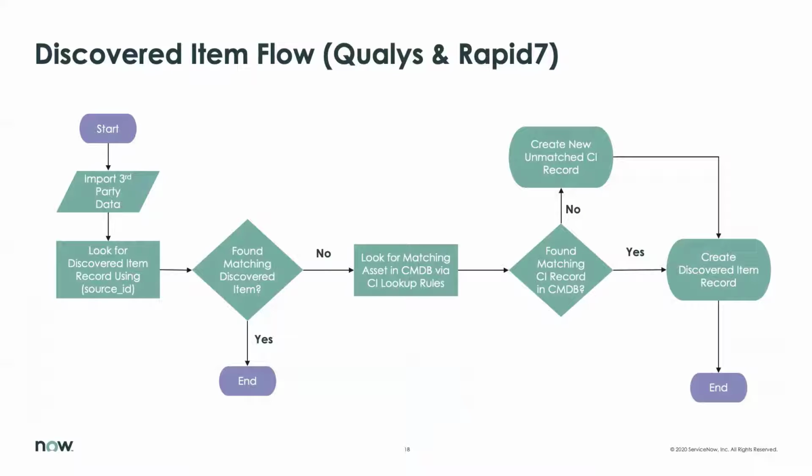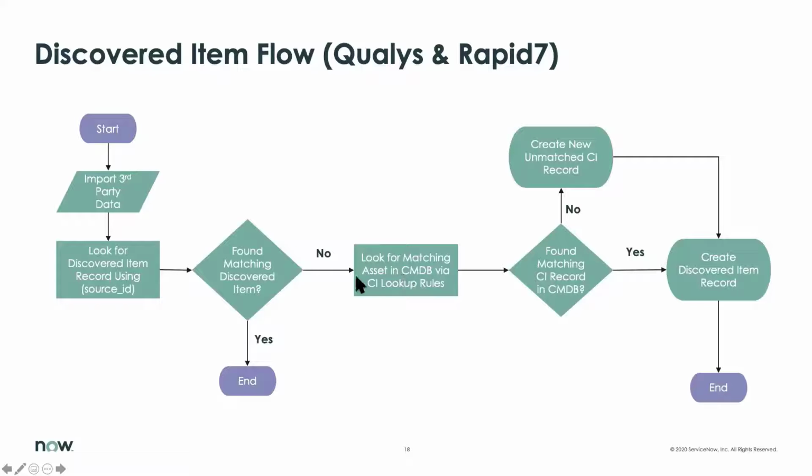So now that you've got the data model and the rules, a couple quick things. As we import third-party data from your scanner, if it's Qualys or whoever, we look for the discovered item using that source ID. So there's the specific ID from the third party. We save that, and in the scan results, if we can always keep that consistent, we do. That's very important. And if we've got an existing one, we're good.